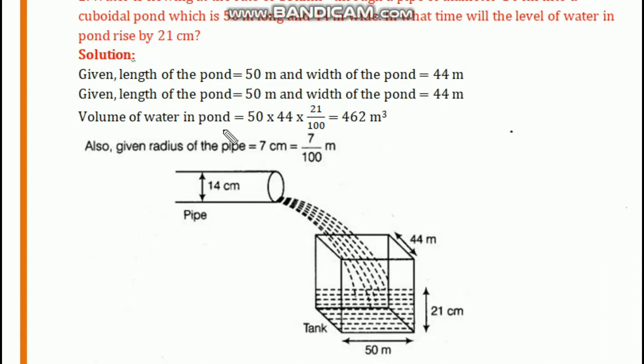So the volume of water in the pond, that is a cuboid, so length into breadth into height. So the answer is 462 meter cube. So here some values are given in meter, some in centimeter and some in kilometer. So everything we convert into meter. So the radius of the pipe is 7 centimeter. If we convert into meter, 7 by 100 meter. Okay.